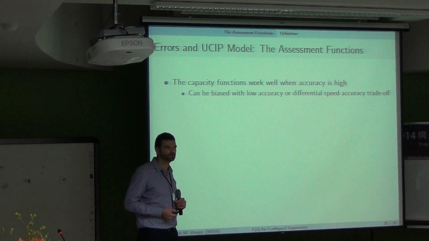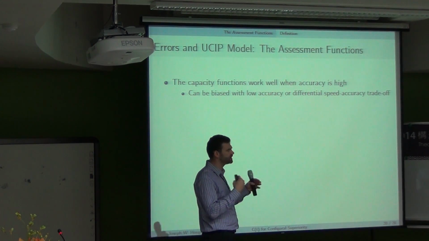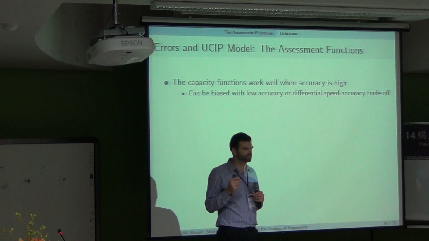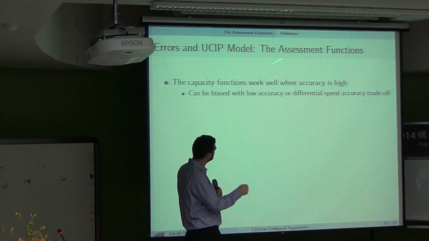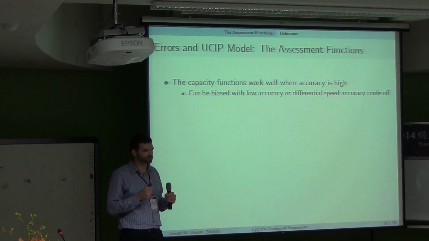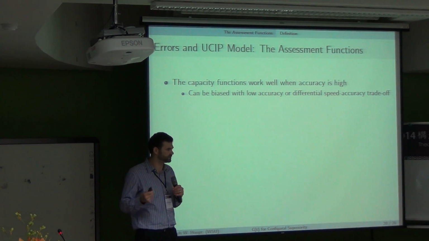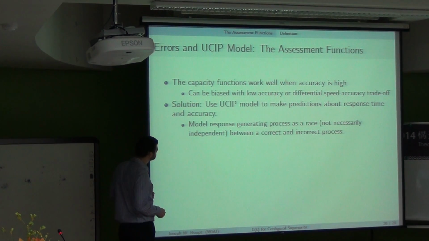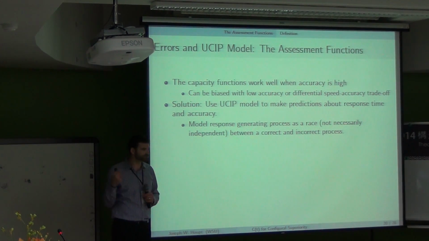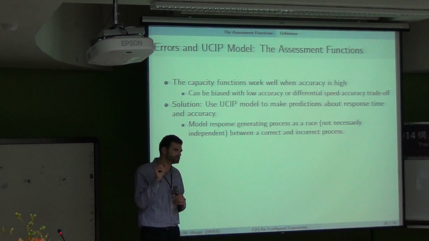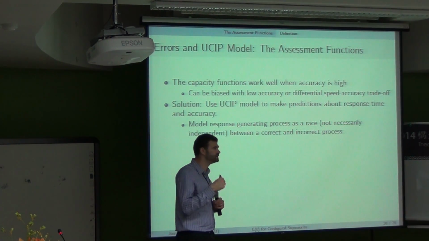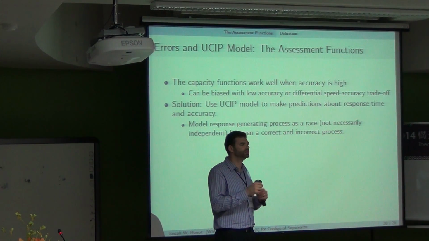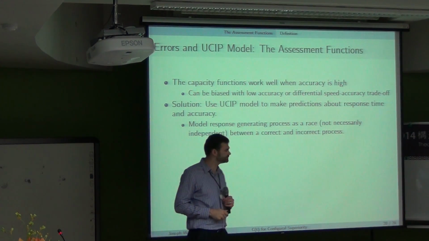So if there's a different speed or accuracy focus in a whole face condition compared to each individual part, and the accuracy drops down, you can get into problems where there can be differential speed accuracy trade-offs. One way of controlling for that is using these assessment functions. The assessment functions are the same basic idea where we take that UCIP baseline model, but in addition to predicting the total response time, we also want to predict a correct versus incorrect response.